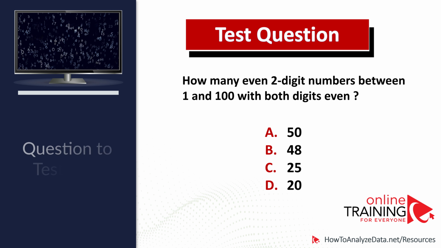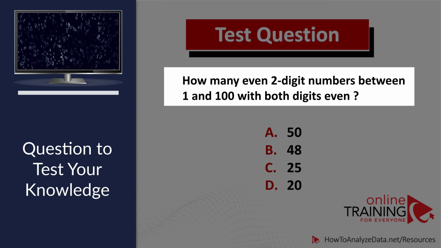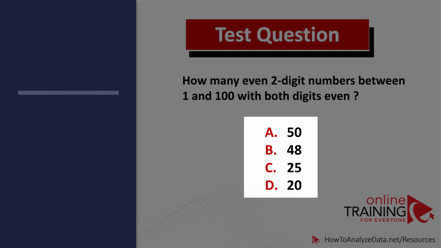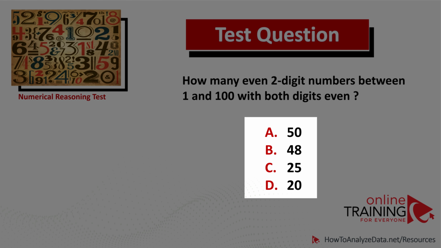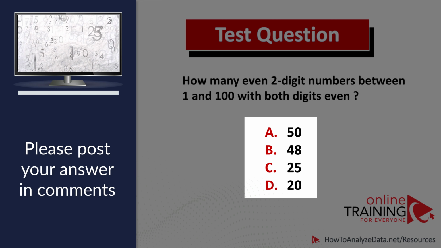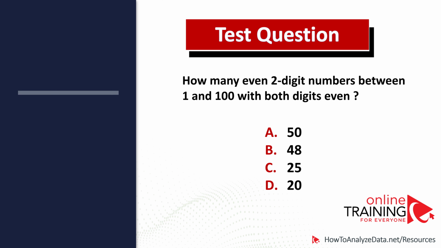And now, here's the question for you to test your knowledge. Please make sure to post your answer in the comment section of this video. How many even two-digit numbers between 1 and 100 with both digits even? And you have 4 choices. Choice A, 50. Choice B, 48. Choice C, 25. And choice D, 20. If you know the answer, please make sure to post it in the comment section of this video. And I or other experts on the channel will reply with the correct answer in the comments as well. Thanks for participating and good luck testing your knowledge.